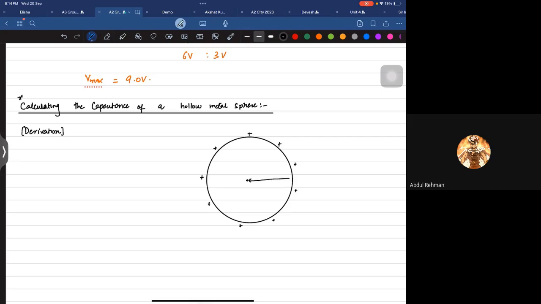Now then, r is the radius of this. Let's look at that. So we know from the previous chapter that the voltage or the potential at the surface is going to be kq over r, right? From this chapter, we have learned that q is equal to cv. Everybody agrees?